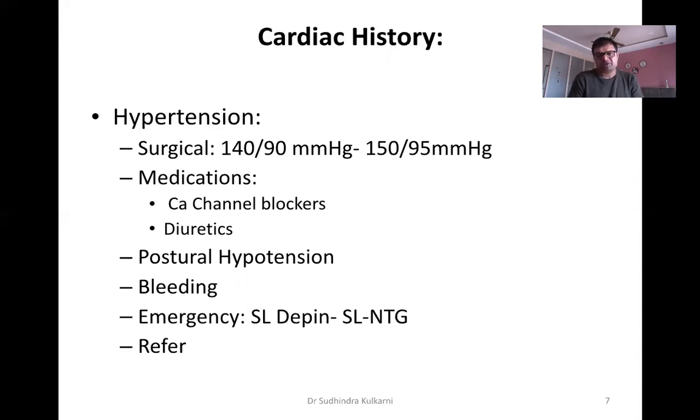Apart from the hypertension values, what's important for us to remember is what are the various medications these people are going to take. The most common medications that the majority of cardiologists prescribe to these patients are calcium channel blockers and diuretics. And we know for sure that patients who are using calcium channel blockers also have what we call gingival enlargement.